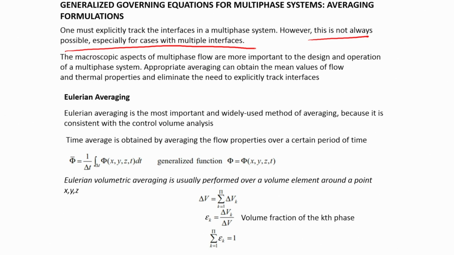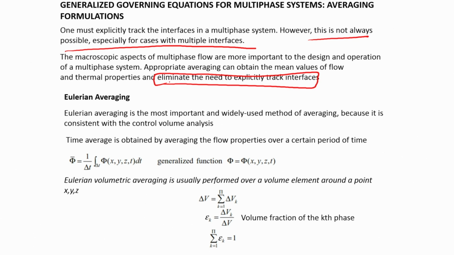In those cases however, we still want to analyze a multiphase system, right. So, what can we do? We can take a flow and track every point, tracking the interface using different types of methods like level set, there are other types of methods also. You track the interface, then you let the interfaces actually evolve. That is a very complicated and onerous task. However, macroscopic aspects of the multiphase flow may be more important for the design and operation of a multiphase system, so you may not need all that information. If, on the other hand, you can develop some kind of averaging techniques which give you the mean values of the flow and thermal properties, and eliminate the need to explicitly track the interfaces, then that would be a great tool to have. Okay.